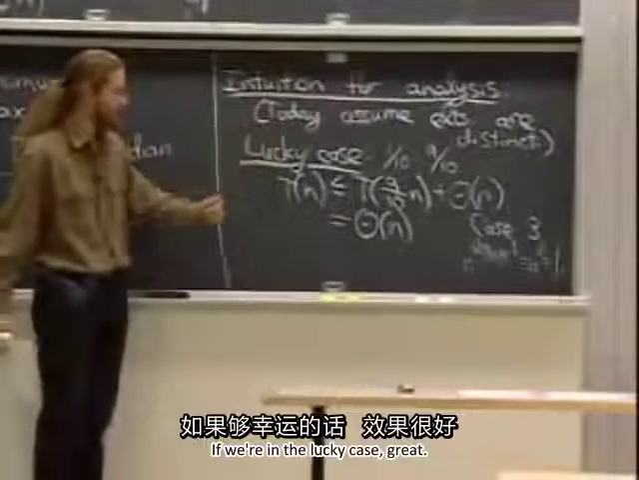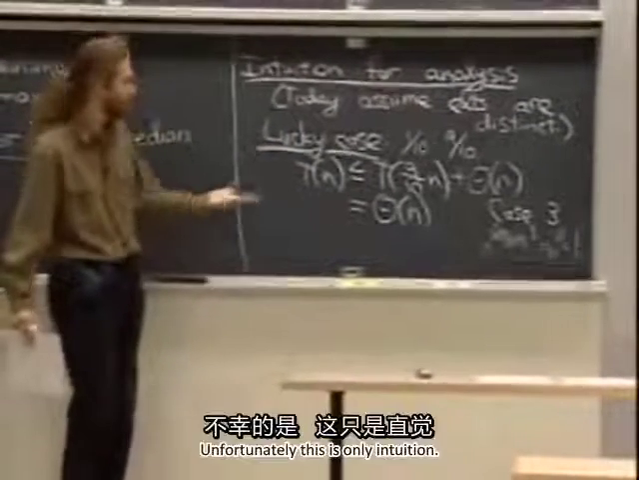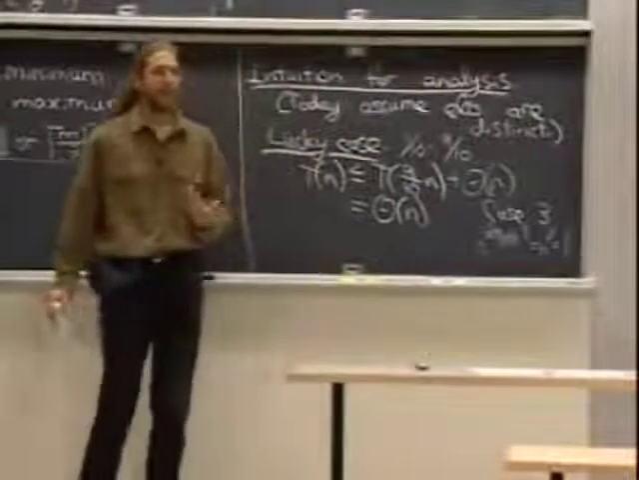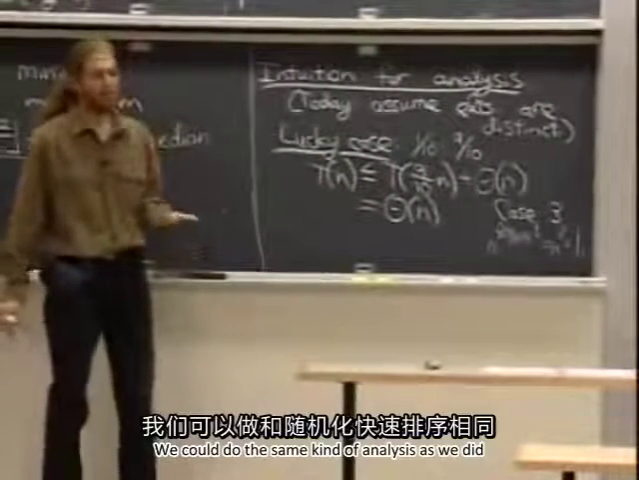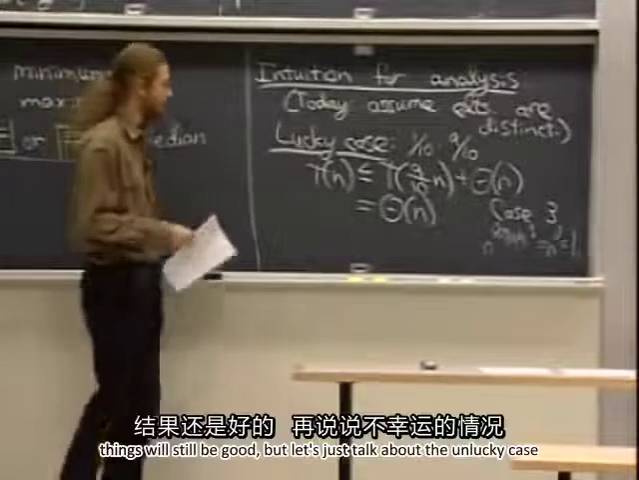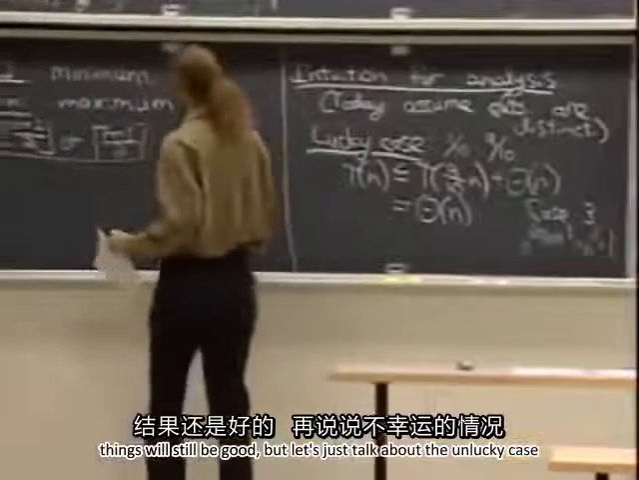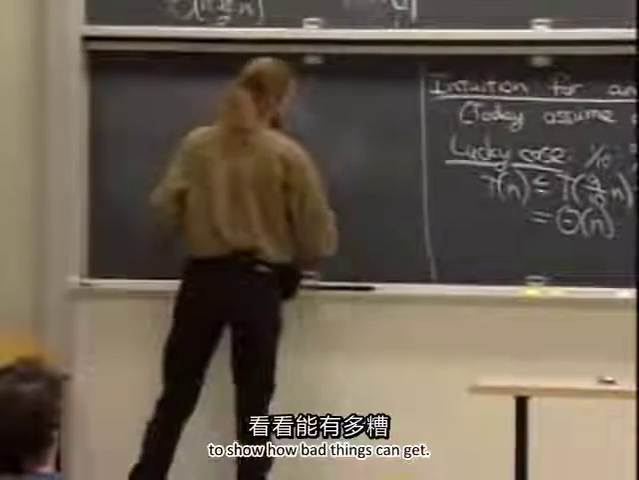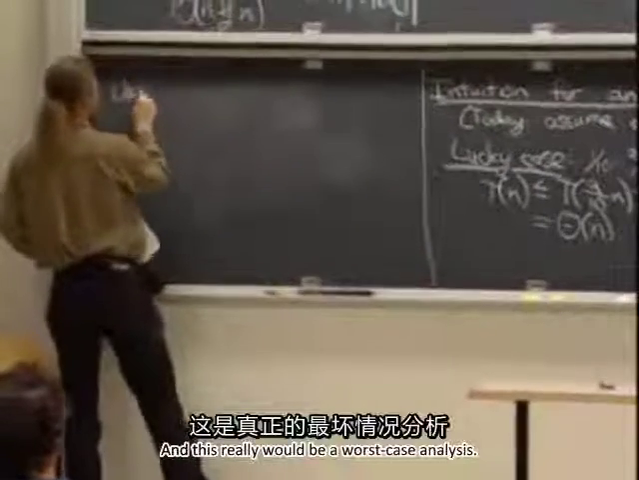So if we're in the lucky case, great. Unfortunately, this is only intuition, and we're not always going to get the lucky case. We could do the same kind of analysis as we did with randomized quicksort. If you alternate between lucky and unlucky, things will still be good. But let's just talk about the unlucky case to show how bad things can get. And this really would be a worst case analysis.